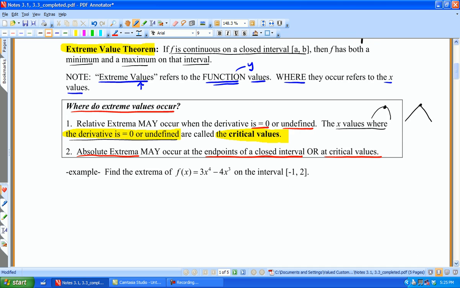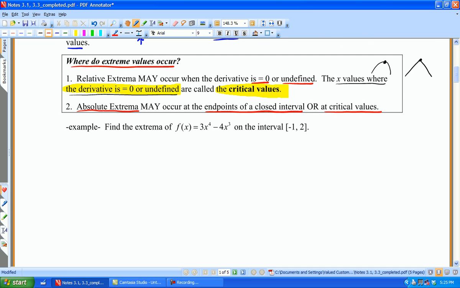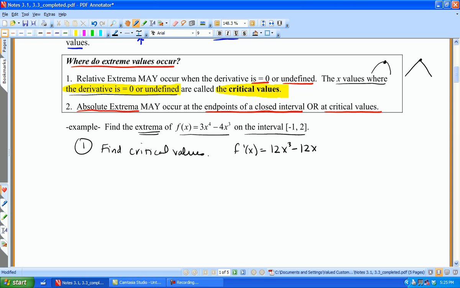Okay, let's look at an example of how this plays out. Suppose I want you to find the extrema for this function on this interval. The first thing you should always do if you're asked to find extrema is find the critical values. And again, the critical values are the values of x that make the derivative either 0 or undefined. So first I'm going to take the derivative. Take a moment, pause this, and take the derivative, then start it back up again. All right, here's my derivative, 12x^3 - 12x^2.